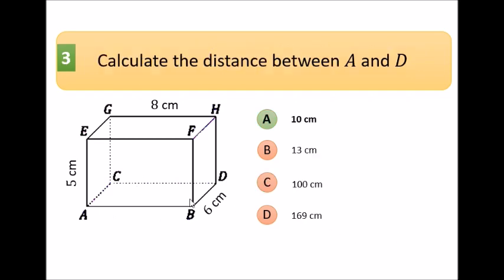Question 3. To actually calculate the distance between A and D, well, if we have the length 8 centimeters as AB, then 6 squared plus 8 squared is equal to 100. Therefore, according to Pythagoras theory, AD is equal to 10 centimeters because it's the square root of 100. Not forgetting to square root when you use the Pythagoras theorem.